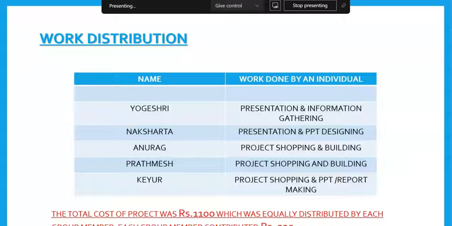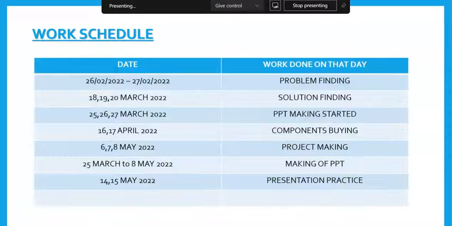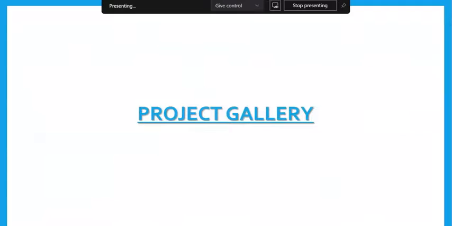The point to be made is that the total cost of the project was ₹1,100, which was equally distributed among each group member. This is the work schedule. Firstly, we decided the problem, then we decided the solutions, then PPT making, then component buying, project making, making of PPT, and presentation practice. This was all done from 26/22 to 15 May 2022. Now the project gallery.